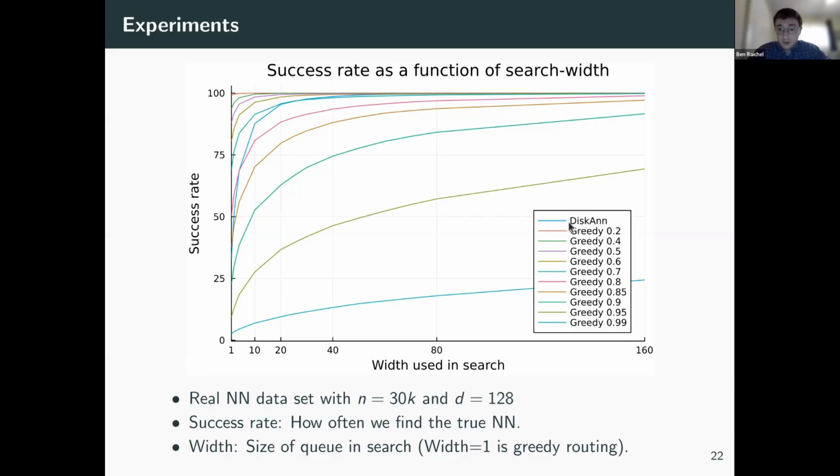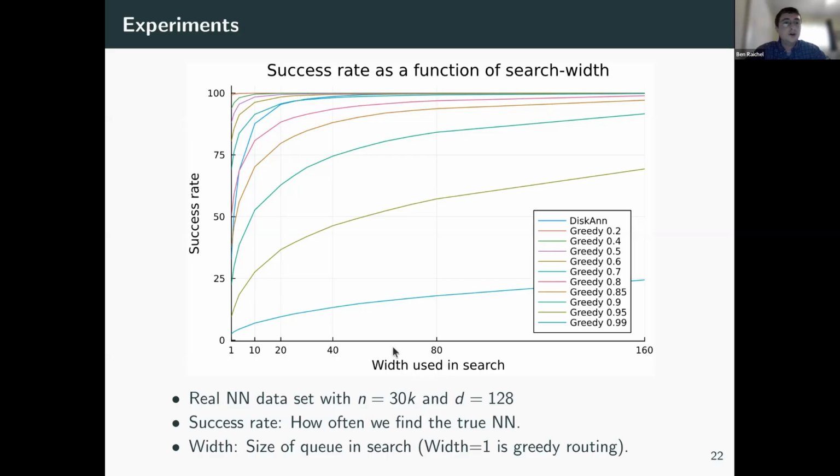And now I can look at DiskANN. DiskANN here in these plots is not the slow DiskANN looked at by Indyk and Xu. This is the true DiskANN, the optimized one that enforces sparsity and is used in practice. That true DiskANN one, it's probably hard to see, but it's sort of this sixth curve down. It starts off at maybe about 30%, but then it jumps up as I increase the width.